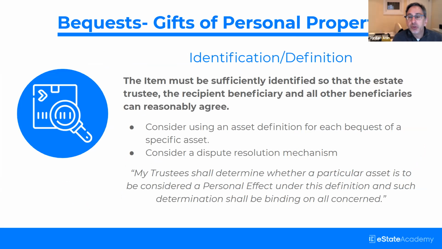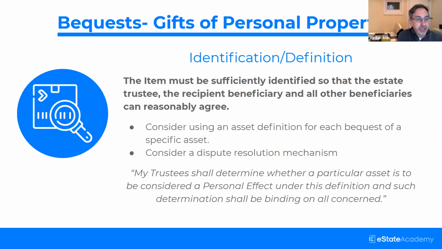So the first issue is typically, can we identify this specific asset, and can we give it a proper description that will be so clear that no one, the estate trustees, the beneficiaries receiving it, and the other beneficiaries could argue that it's not that item. And really that's the level of identification, because if the estate trustee doesn't know what it is, well, then we've got a problem. If the beneficiary who's receiving it isn't satisfied that that's the right item, we've got a problem. And if the other beneficiaries say, well, that's really not the item that the testator meant, then we've got an issue as well.